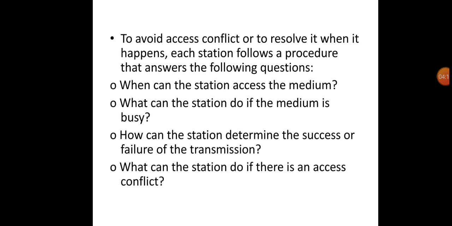To avoid access conflict, or to resolve it when it happens, each station follows a procedure that answers the following questions. First, when can the station access the medium? Second, what can the station do if the medium is busy? Third, how can the station determine the success or failure of the transmission? Fourth, what can the station do if there is an access conflict?